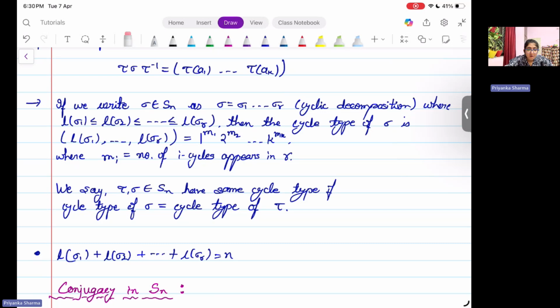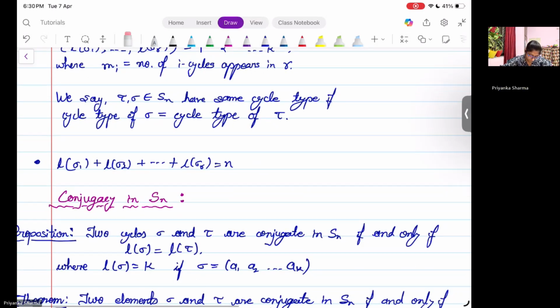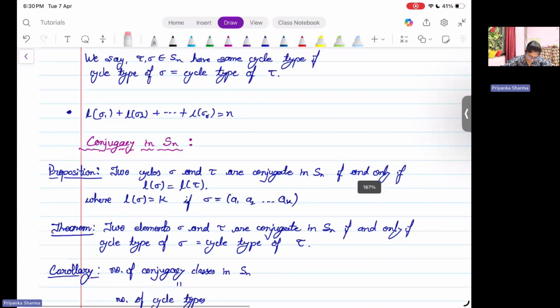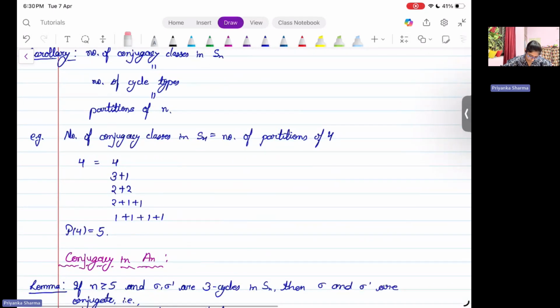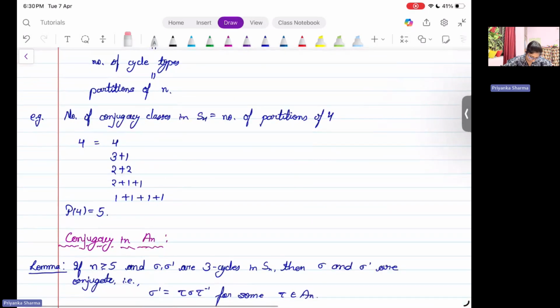Obviously, the sum of all these Li's will give us n. And we say two permutations, tau and sigma, have the same cycle type if the cycle type of sigma is the same as the cycle type of tau. Now, I would like to explain this with an example.